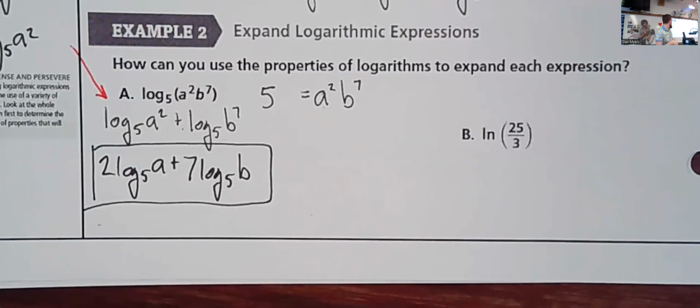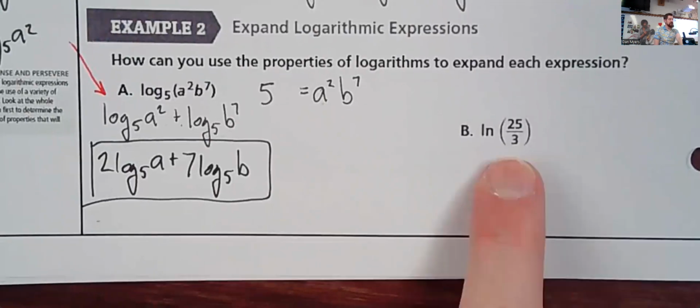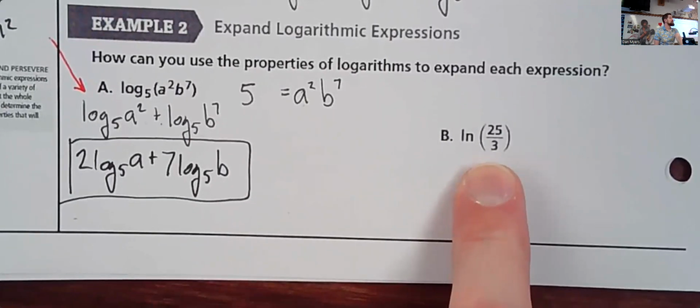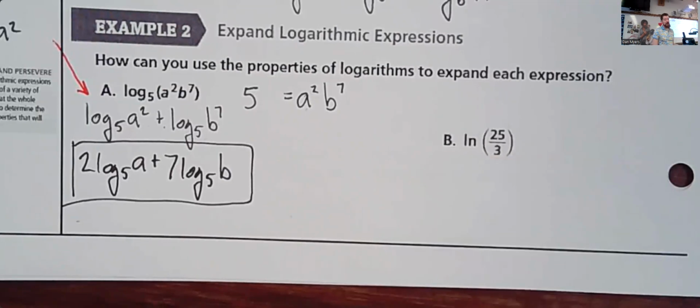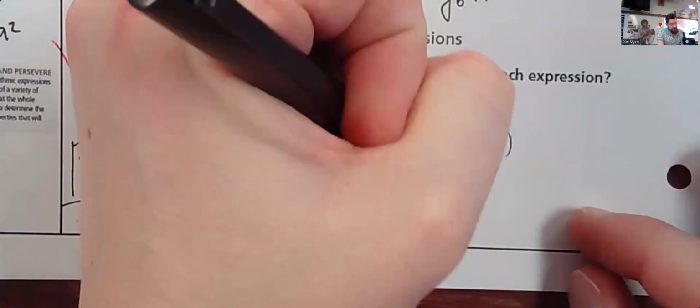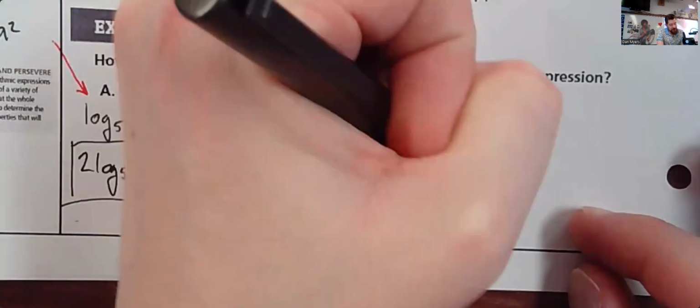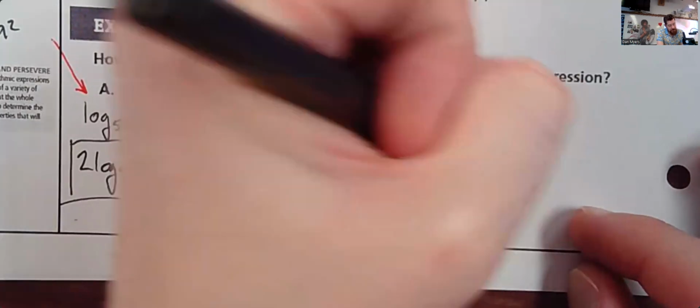So with this next one, do we have multiplication or division inside here? Simple question. Division. And so are we going to use the product property or the quotient property? Quotient property, yeah, because we have a quotient here, which means we're not going to be adding logarithms, but instead we're going to be doing what with the logarithms? Subtracting, yeah. So this will be ln of 25 minus ln 3.